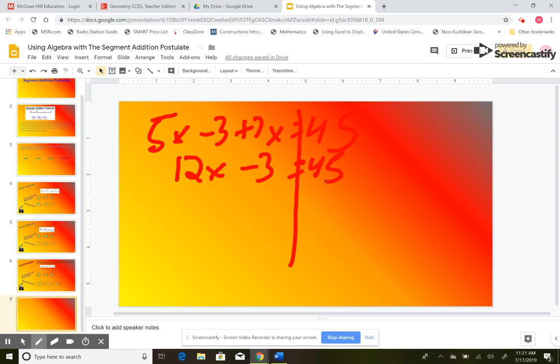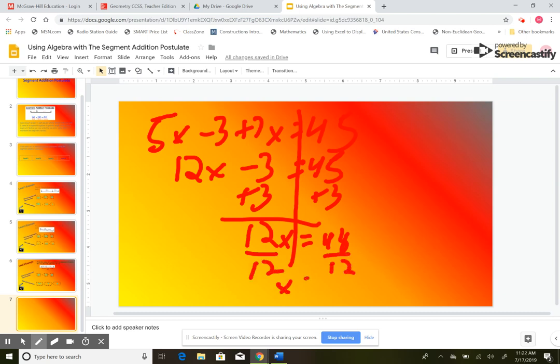Then from there, we have to do the opposite operation. The number that doesn't have the x is the minus 3, so we add 3 to both sides. We get 12x equals 48. And then to get rid of the 12, we have to divide. So that gives me x equals 4.